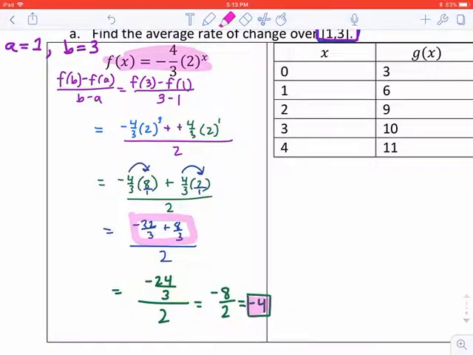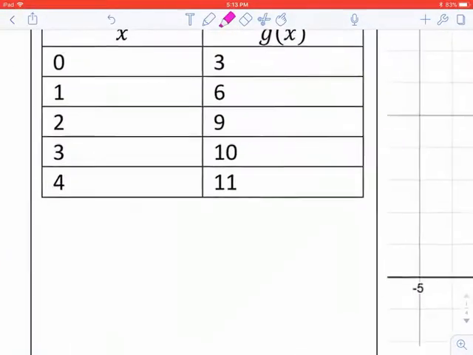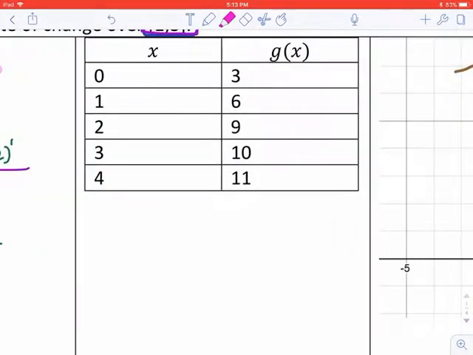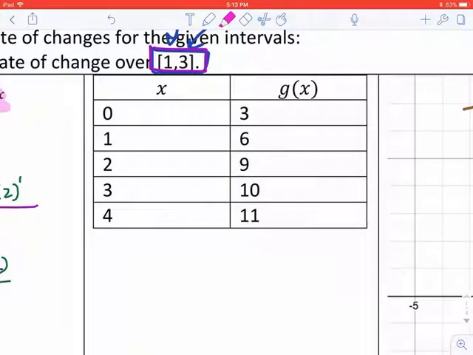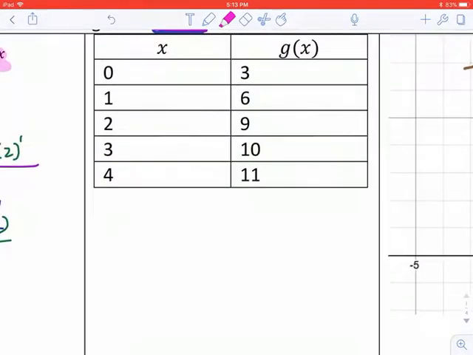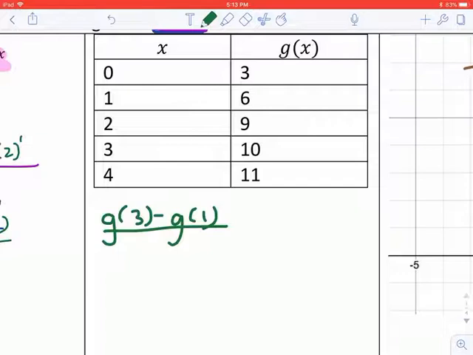Okay, now let's do a simpler example here. Let's find the average rate of change for g over that same interval of 1 to 3. Now I'm not going to go through the whole f of b minus f of a all over b minus a, writing that down. But if you like, I will write g of 3 minus g of 1 all over 3 minus 1. Okay, now this chart has already evaluated the function. They don't tell me what the equation part of this function is, but they tell me what it's evaluated at.